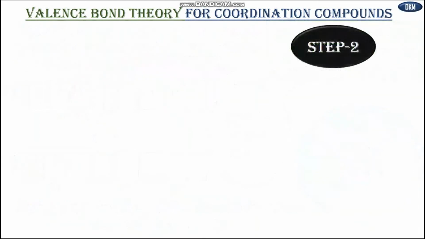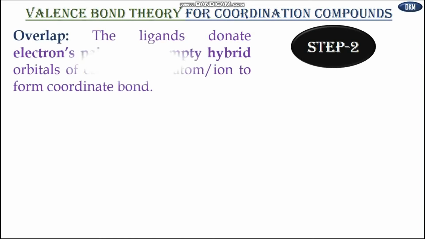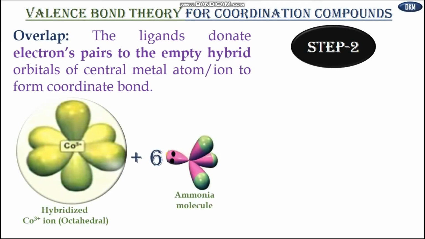Now, come to the second step of coordination bond formation, that is overlap of metal ligand orbitals. In this step, the ligands donate electrons to the empty hybrid orbitals of the central metal atom or metal ion to form coordinate bond. In the case of octahedral hexaamine cobalt complex, first 6 hybridized orbitals get ready. Then 6 ammonia ligands approach this hybridized orbital.